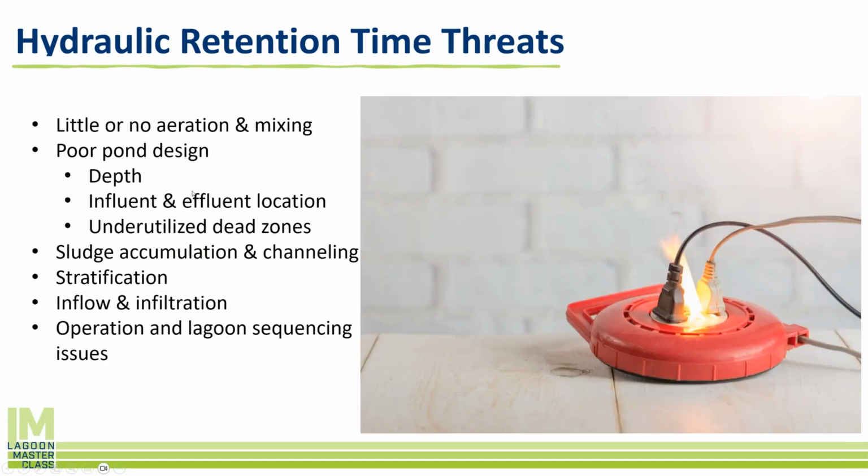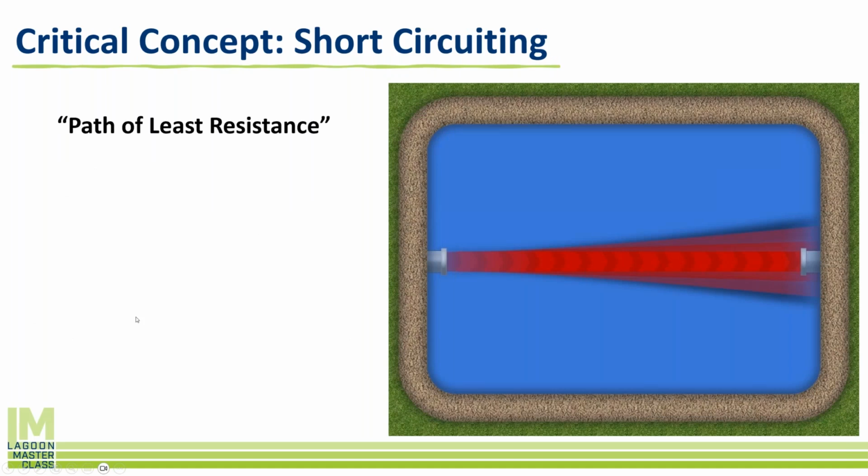And there are some threats to hydraulic retention time. If HRT is what essentially drives the size and treatment in a lagoon system, what are the threats? The most common ones are short circuiting, which we'll explain in a second, but that's usually due to little or no aeration or mixing, poor pond design, sludge accumulation and channeling, stratification, I&I. There are some other threats. The operator operating a lagoon system outside of its design point doesn't happen too often, but it is worth talking about. So let's get into the meat of it.